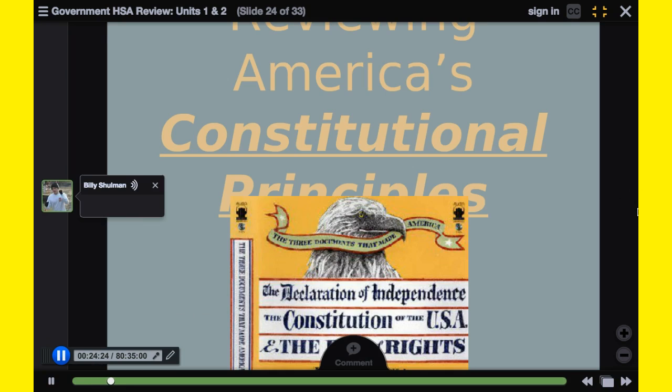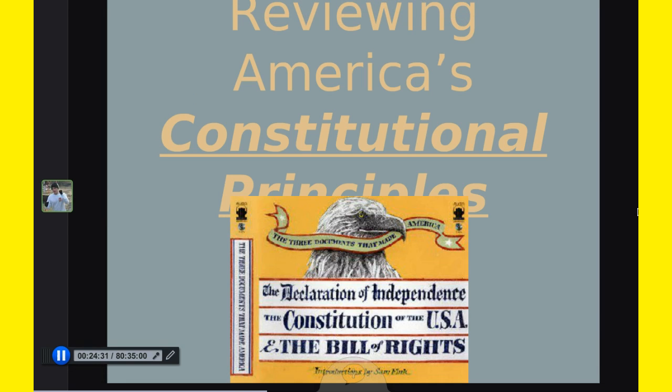We are officially done with Unit 1, and now we're going to be moving on to Unit 2. And in Unit 2, we're going to be looking at the principles that make up our Constitution, the guiding rules that make up how our national government and sometimes how our state governments are run.